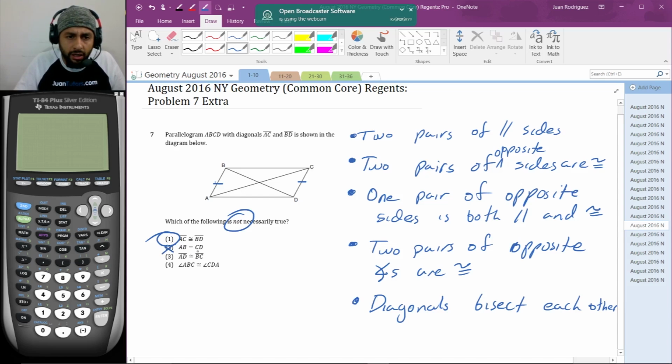Now, AD is congruent to BC. Again, the opposite sides are congruent. And then angle ABC is congruent to angle CDA, and that's, well, both pairs of opposite angles are congruent. So that is true, and we want not necessarily true. So in fact, the first one is the answer.